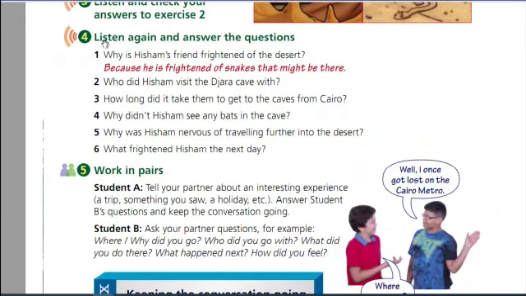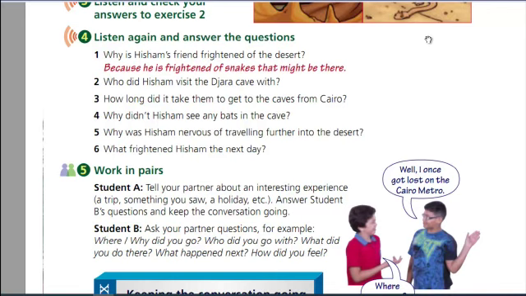Exercise number 4, listen again and answer the questions. I'm going to say the listening part right now. Listen carefully and please write down your answers on an empty paper because we're going to check them together. There's a dialogue between two persons, Hisham and another boy.